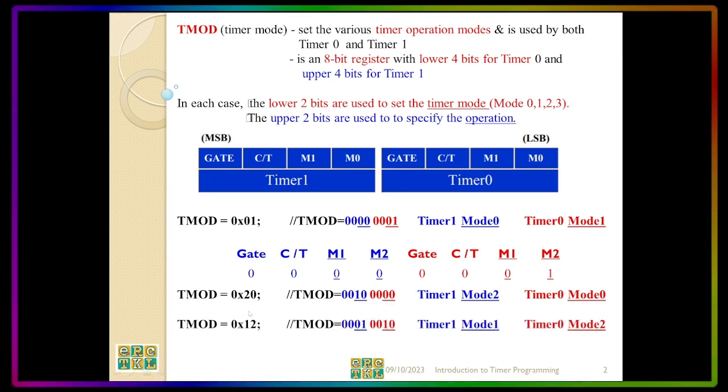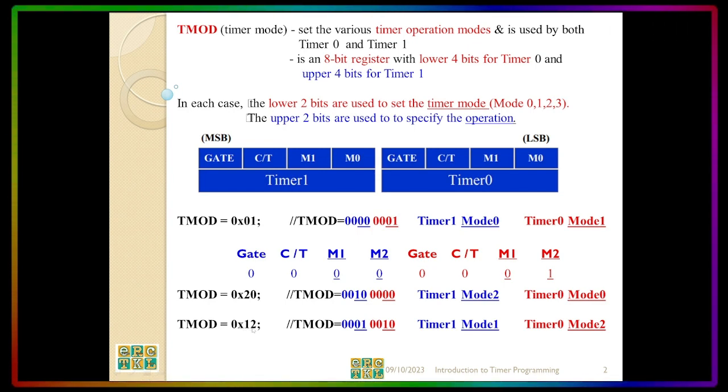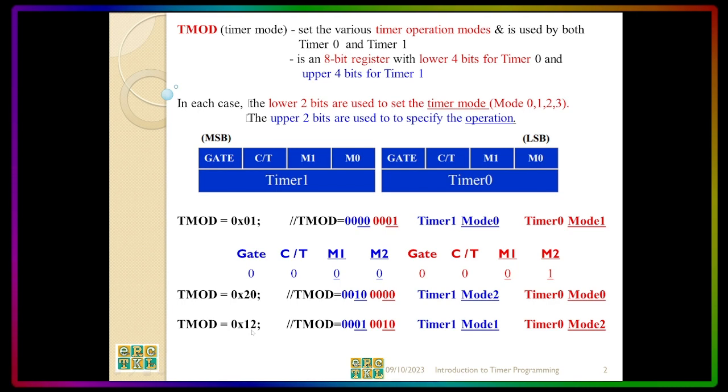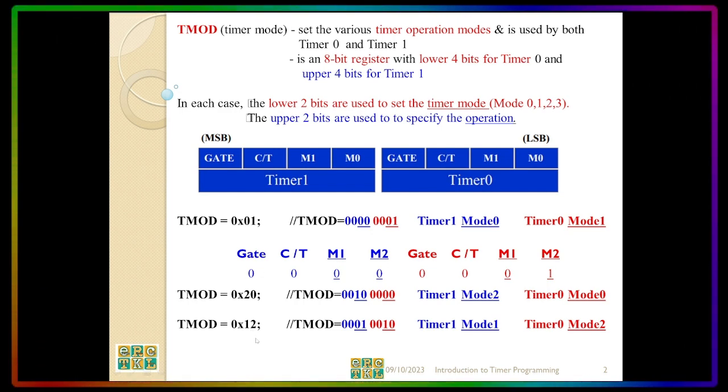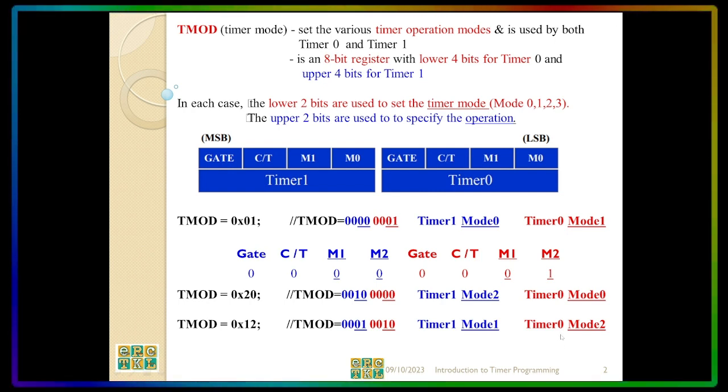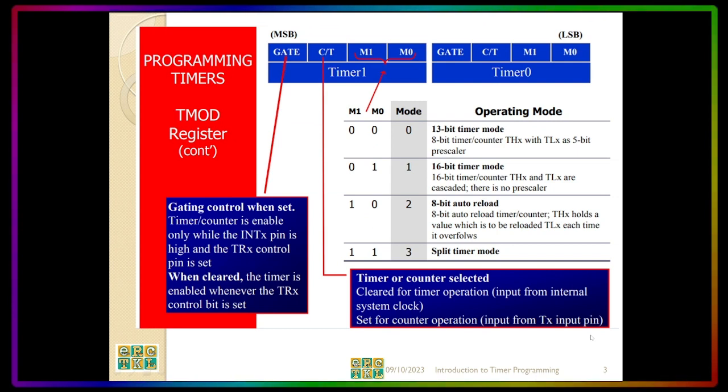Let's try another example. What if the TMOD is equal to 0x12? So this means the number 1 means mode 1 and the number 2 means mode 2. Whatever happens, the first number belongs to timer 1 and the second number belongs to timer 0. Therefore, this is timer 1 and this is timer 0. But timer 1 will be in mode 1 and timer 0 will be in mode 2. So it means that we can use timer 1 mode 1 or we can use timer 0 mode 2 to generate our delay. Now let's look at this in more detail.